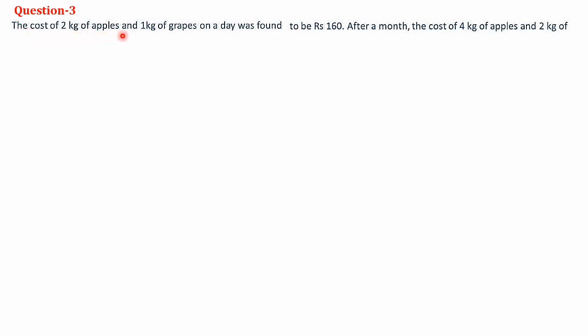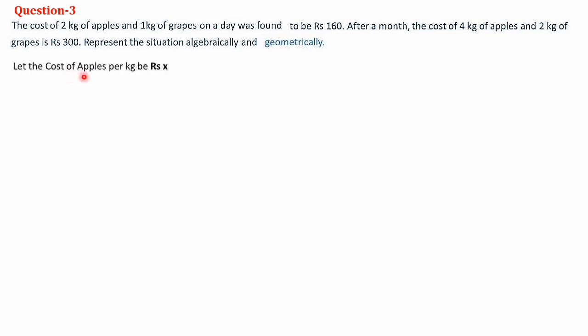On to question number 3. The question is, the cost of 2 kg of apples and 1 kg of grapes on a day was found to be rupees 160. After a month, the cost of 4 kg of apples and 2 kg of grapes is rupees 300. Represent the situation algebraically and geometrically. Here also something related to cost and the total amount is given. Let the cost of 1 kg of apples be rupees x and the cost of grapes per kg be rupees y.